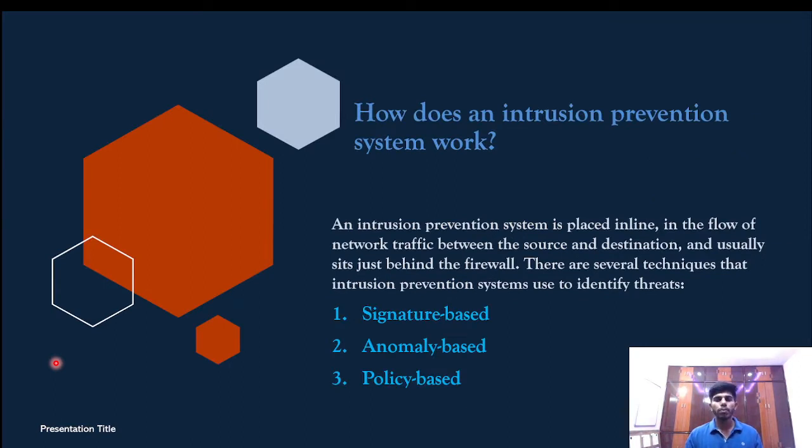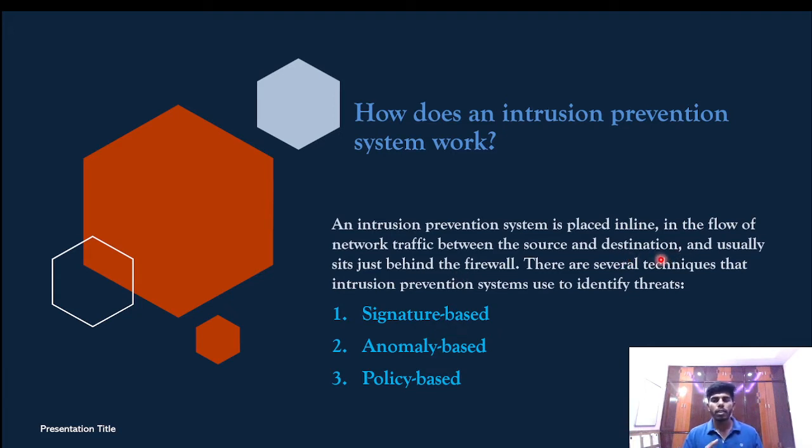How does an intrusion prevention system work? An intrusion prevention system is placed inline in the flow of network traffic between the source and destination. It comes into play when the data or network traffic is moving from source to destination. It usually sits just behind the firewall.